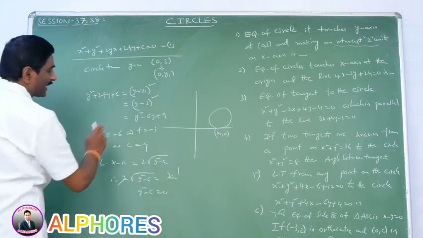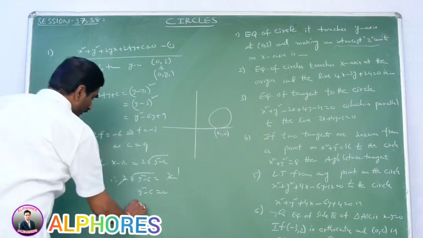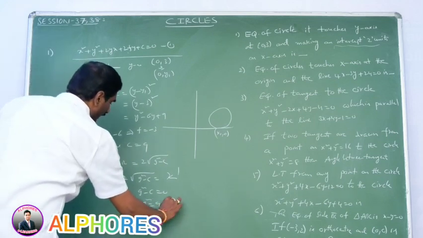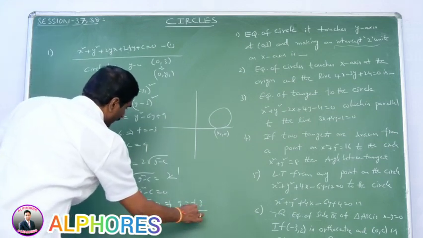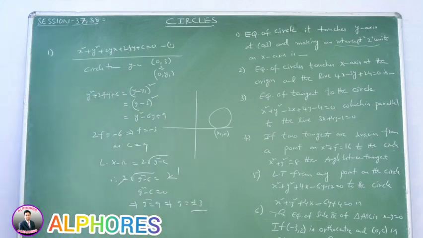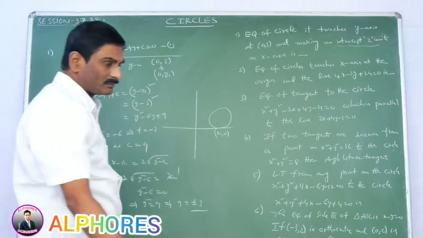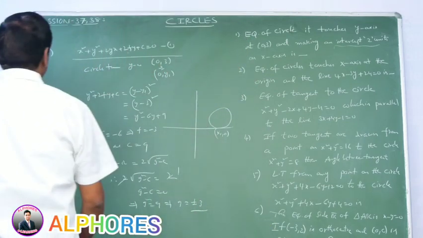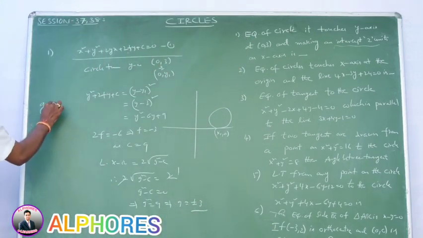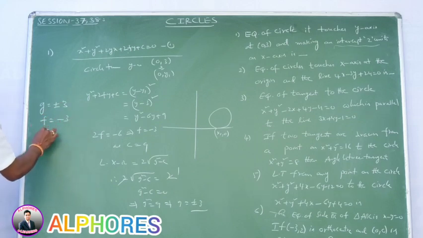What is the value of c? c is equal to 9. That means g square is equal to 9. That implies g is equal to plus or minus 3. Now we get g is plus or minus 3, f is equal to minus 3, c is equal to 9.